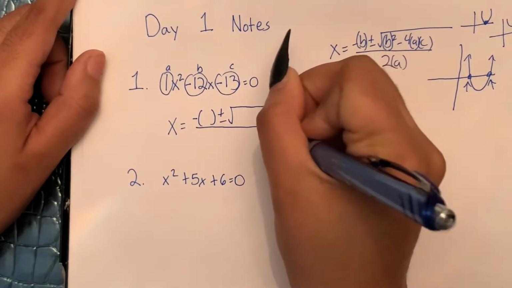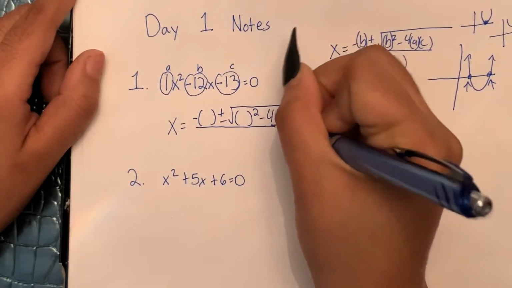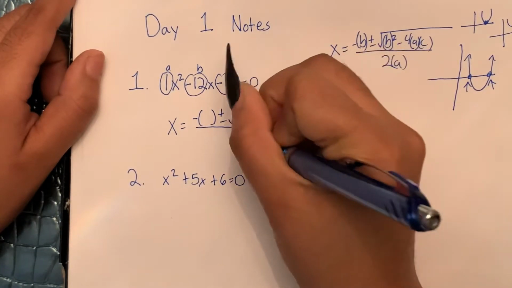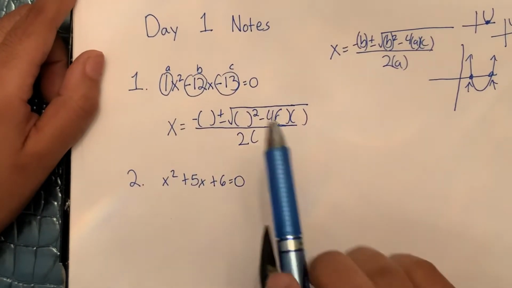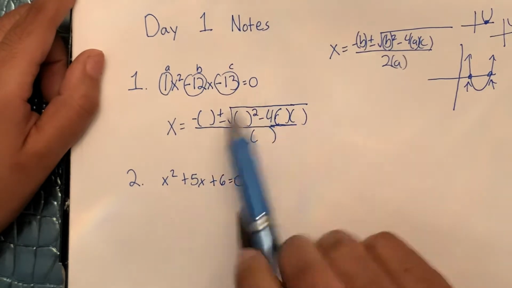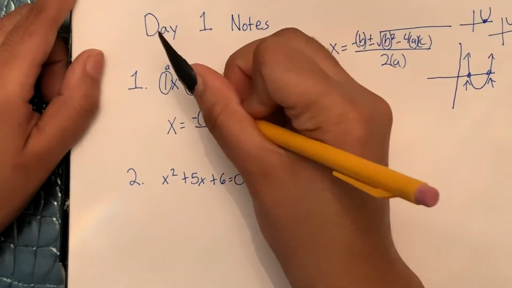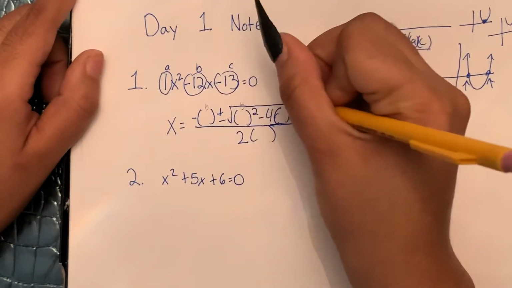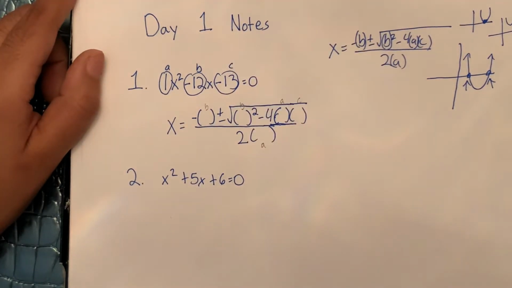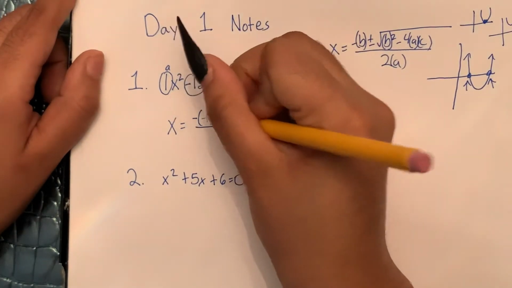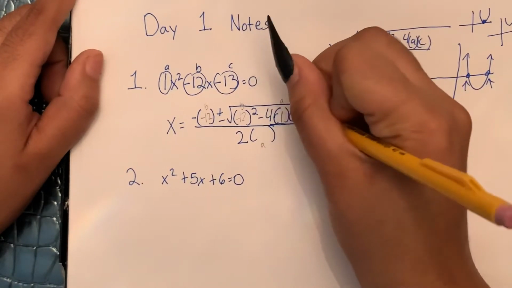I would prefer that you set it up like this first before you start plugging anything in. So what I did was, this is my skeleton. Wherever there was a variable, I put in parentheses. So here, this is where B goes, B, A, C, and A. So B is negative 12. Again, negative 12. A is 1. C is negative 13. And A is 1.